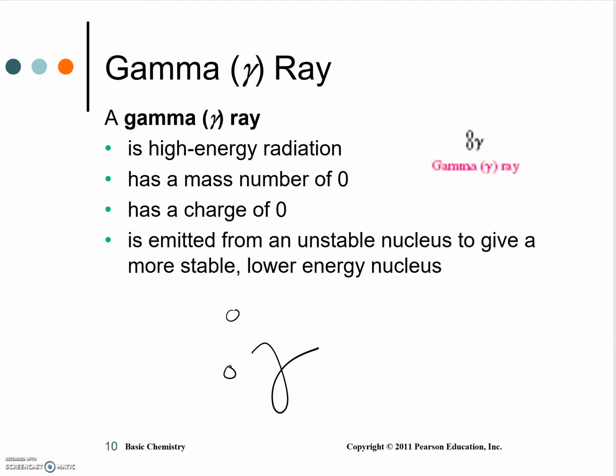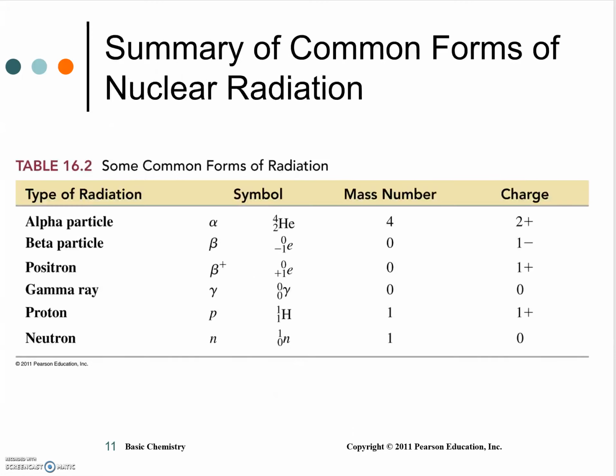So if you were to look at a summary here, this is a good chart to write down, so I would include this in your notes for sure. But you can see that we have our alpha particle, beta, our positron, gamma, and then it added in this proton and neutron just to show you the different charges that each one represents.